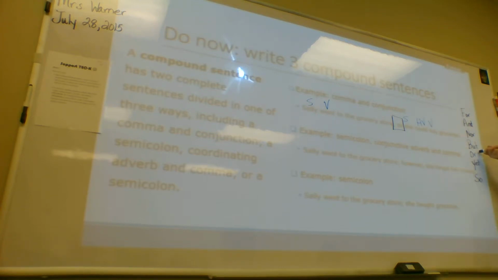Because is not a coordinating conjunction. Please stop putting commas in front of the word because. It does not belong there. It's important to have the comma in front of, not behind, these coordinating conjunctions.